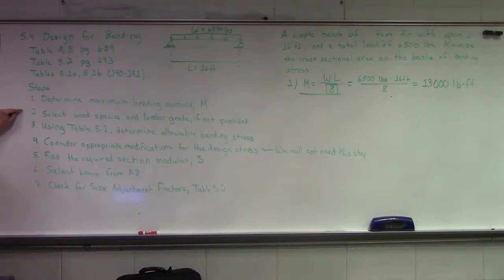Okay, do we need to select a wood species and grade? No, it's provided for us, right? Well, how do you know the grade? That's from the table? The table will tell you the grade. Yeah, and we'll get to that in just a second. So we can just put Hem-Fir. So is that the answer? That's not the answer.